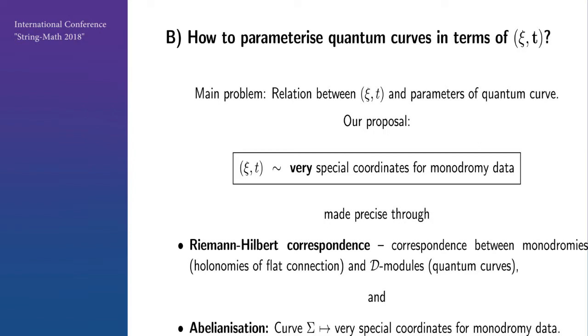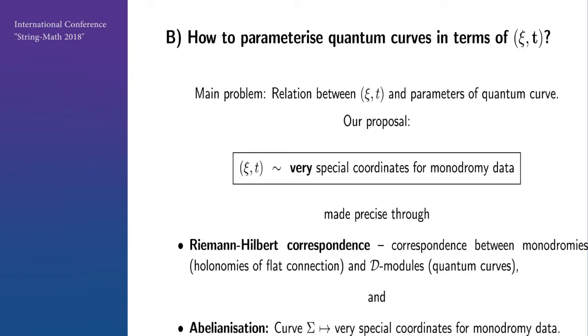What we need to make this precise are, say, two types of ingredients. One is the Riemann-Hilbert correspondence, here thought of as being the correspondence between monodromies or the holonomies of the flat connections, modulo conjugation, and the D-modules, the quantum curves. And second, of course, there are many ways to parameterize holonomies or monodromies.